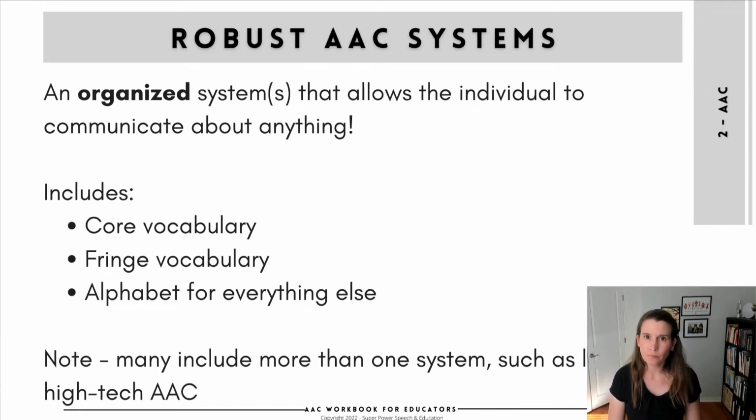Okay, I said we're going to talk about robust AAC systems. A robust AAC system allows an individual to communicate about anything. It includes, and we're going to go over what these words mean, core vocabulary, fringe vocabulary, and an alphabet for everything else that isn't in the core and fringe vocabulary. Please note that many individuals who use AAC have to have some combination of light, mid, and high tech to really make it a robust system.